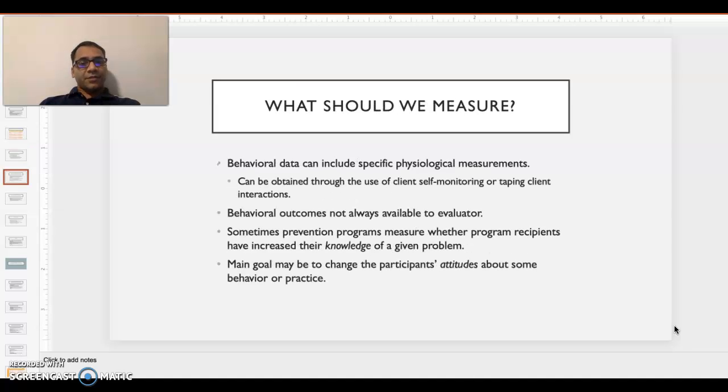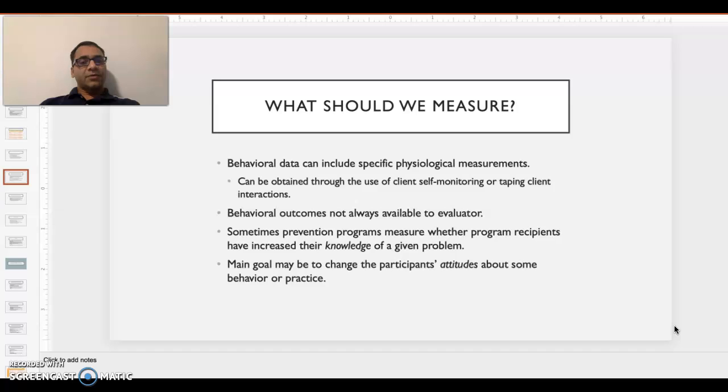What should we measure? There can be different outcomes related to behavior. So the behavioral data can be included, and that can include specific psychological measurements that can be obtained through use of client self-monitoring or taping clients' interaction.